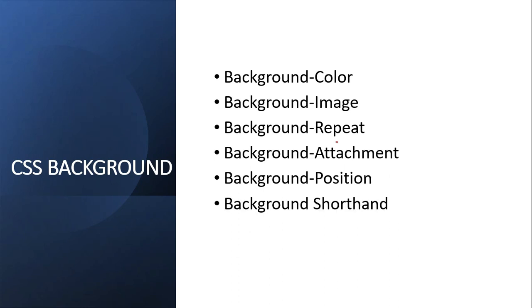Another one is the background shorthand property, where you can assign the color value, the image, the repeat, and the position at once. We do not have to write all these properties separately. We can just use the background property and put everything inside that one property. So let's go into Visual Studio Code, start our coding, and explore all of these examples.